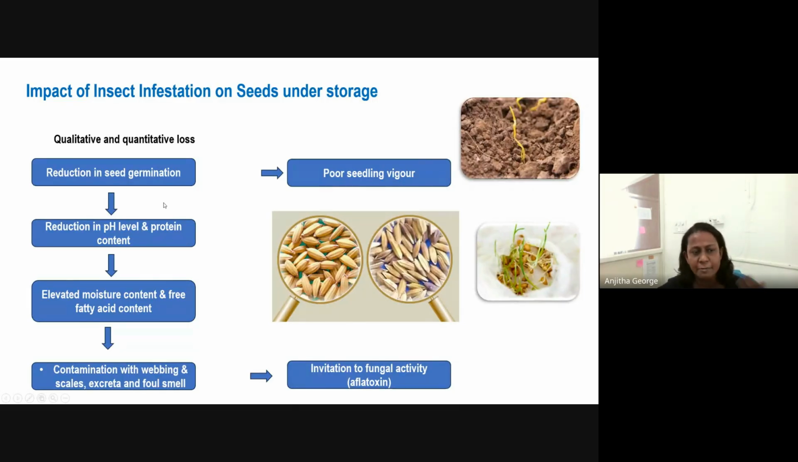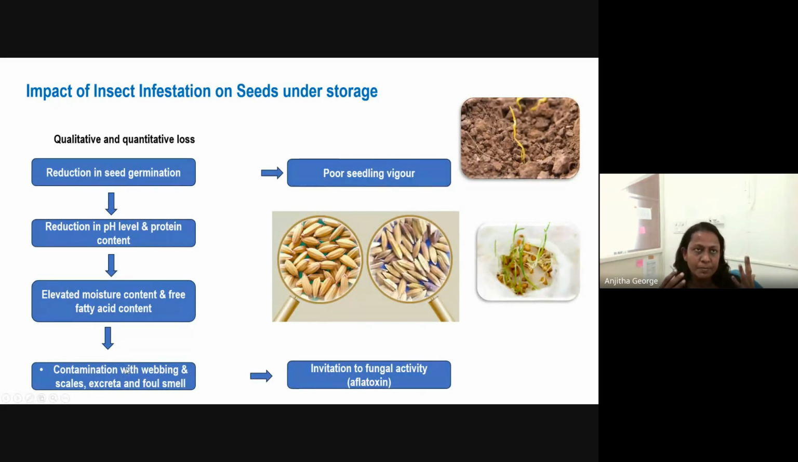And apart from affecting seed germination, there will be changes in the pH level as well as the protein content. There will be elevated moisture content, and free fatty acid content also will be varying. And you might have observed, after infestation by this insect pest, especially in paddy, a stale or offensive smell will be there. That is due to the various processes happening after the infestation by this insect pest.